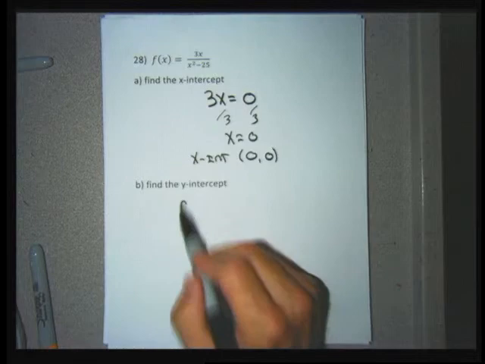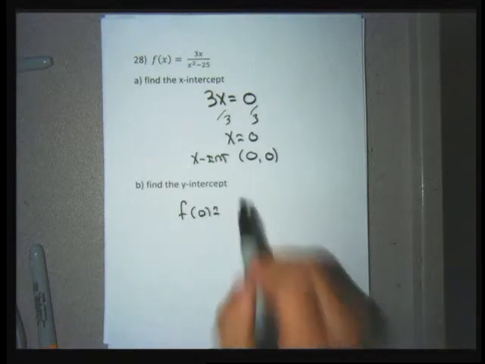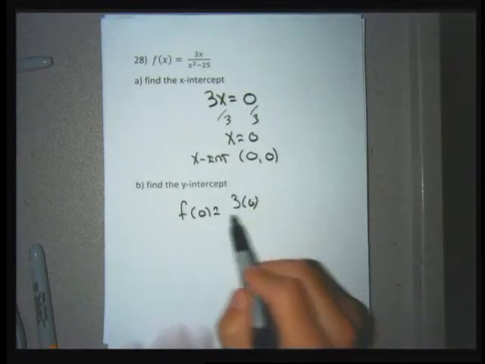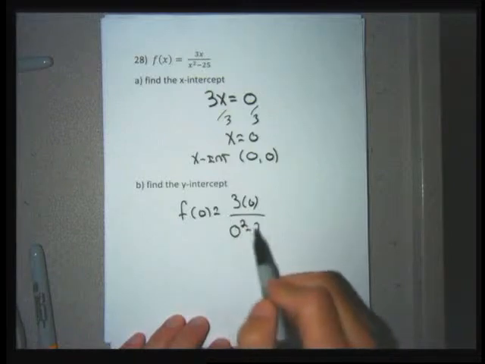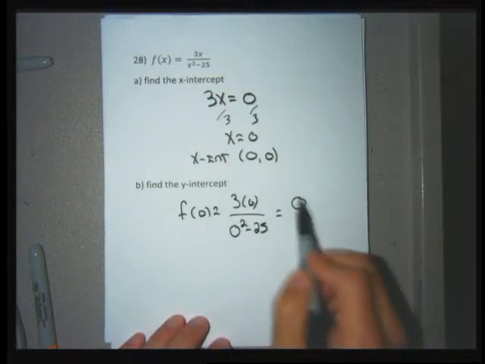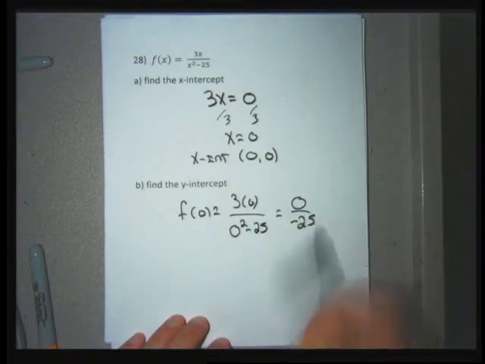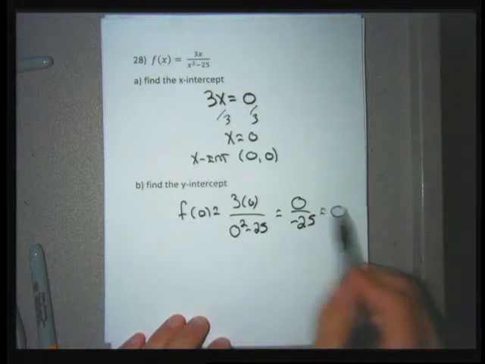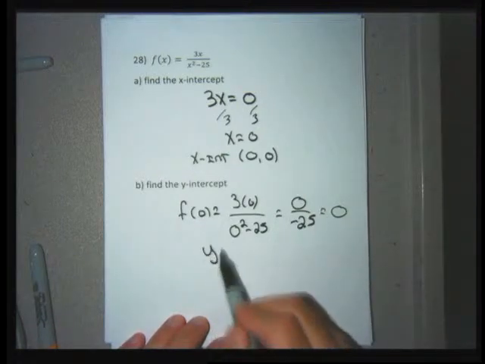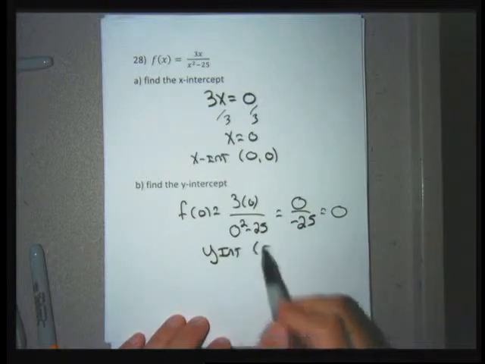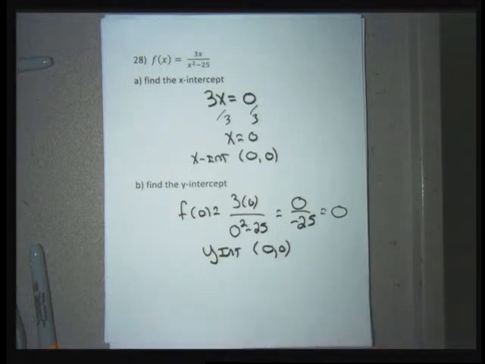And for the y-intercept, I go f of 0 equals 3 times 0 over 0 squared minus 25. I get 0 over minus 25. Any fraction with 0 in the numerator is equal to 0. So the y-intercept is also going to be (0, 0). The graph is going to only cross the axis at the origin. Just to save some time, I'm not going to graph that, but you can check it for yourself.